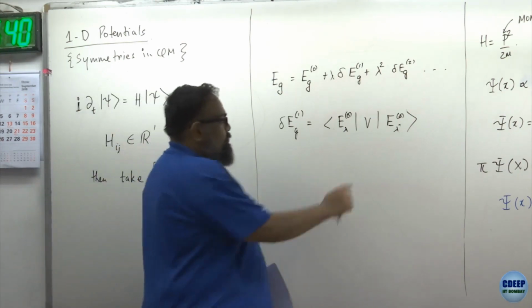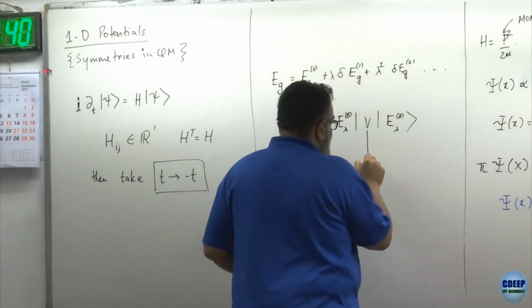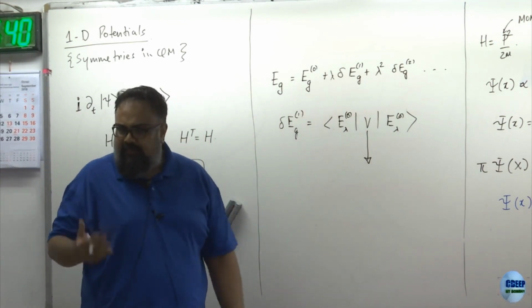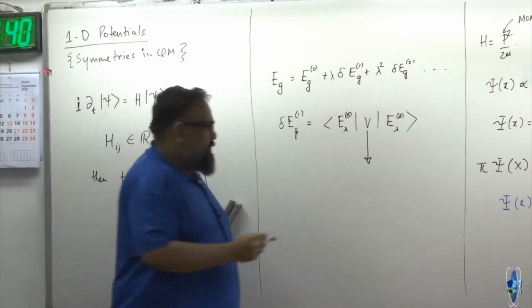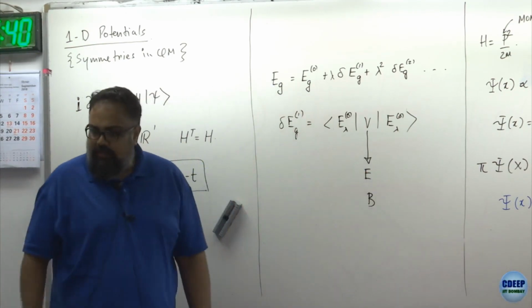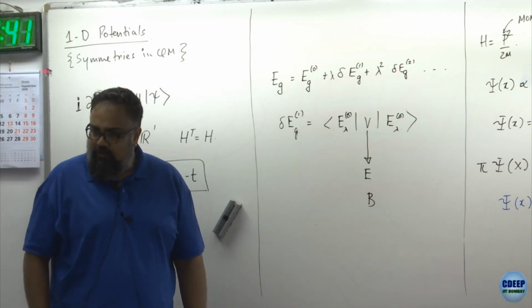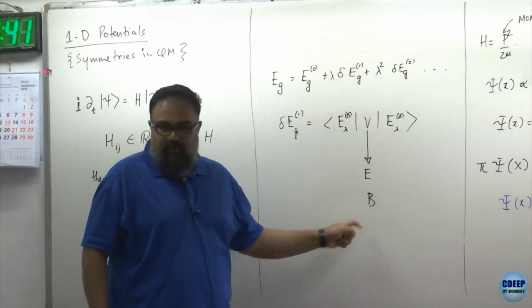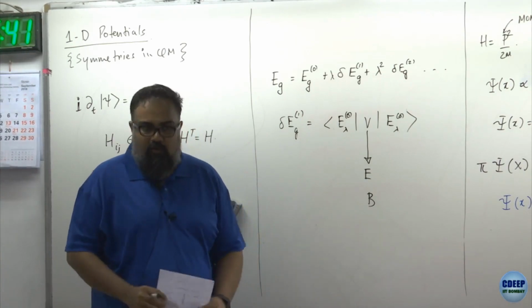Because what I'm saying to you is that if this V, right, what is V in real laser physics or whatever? It's either the electric field or the magnetic field. Those are the kinds of interesting things that you will run into. And the question is, is the electric field even or odd? Or is the magnetic field even or odd?